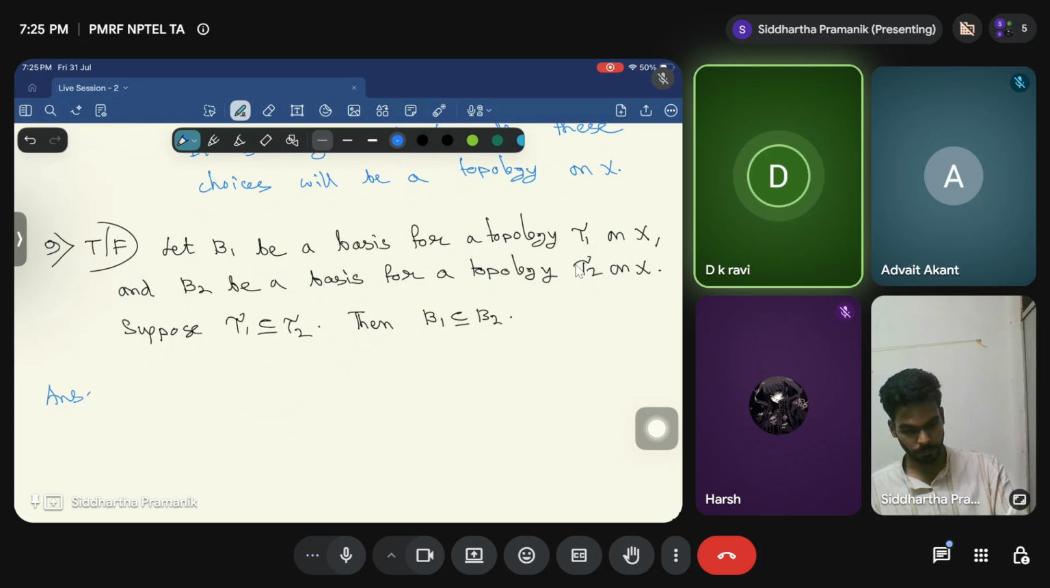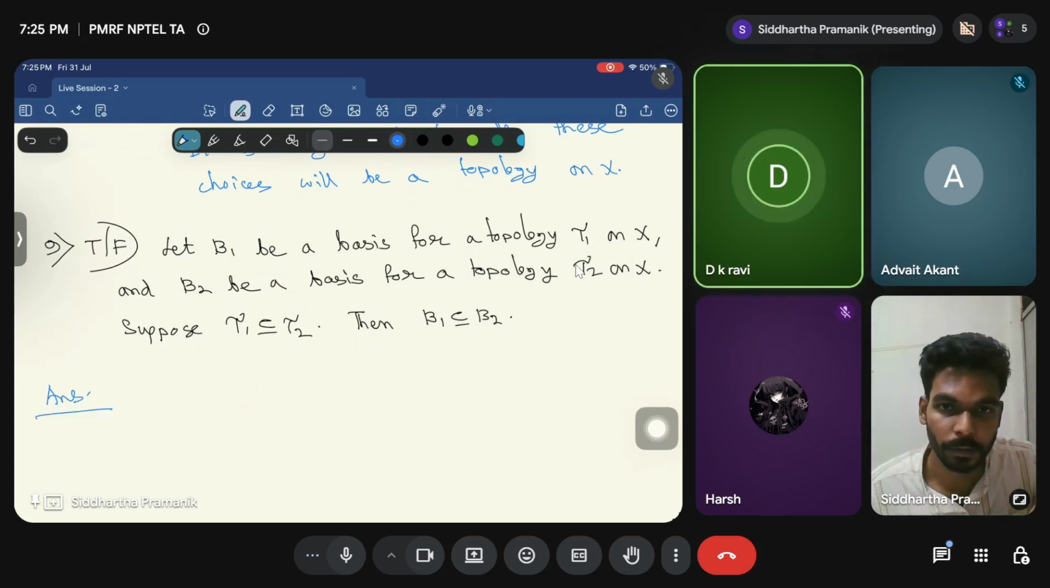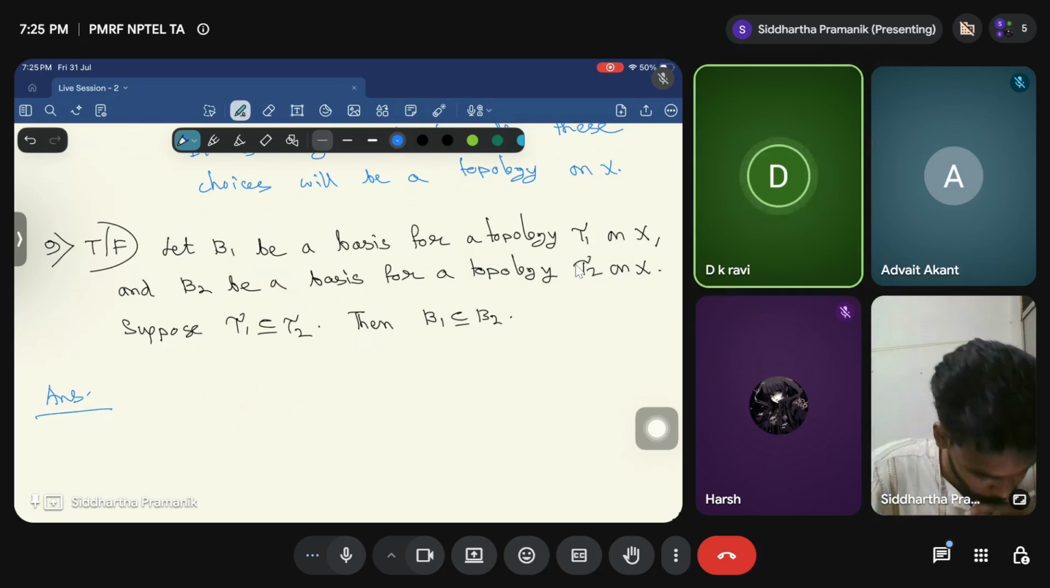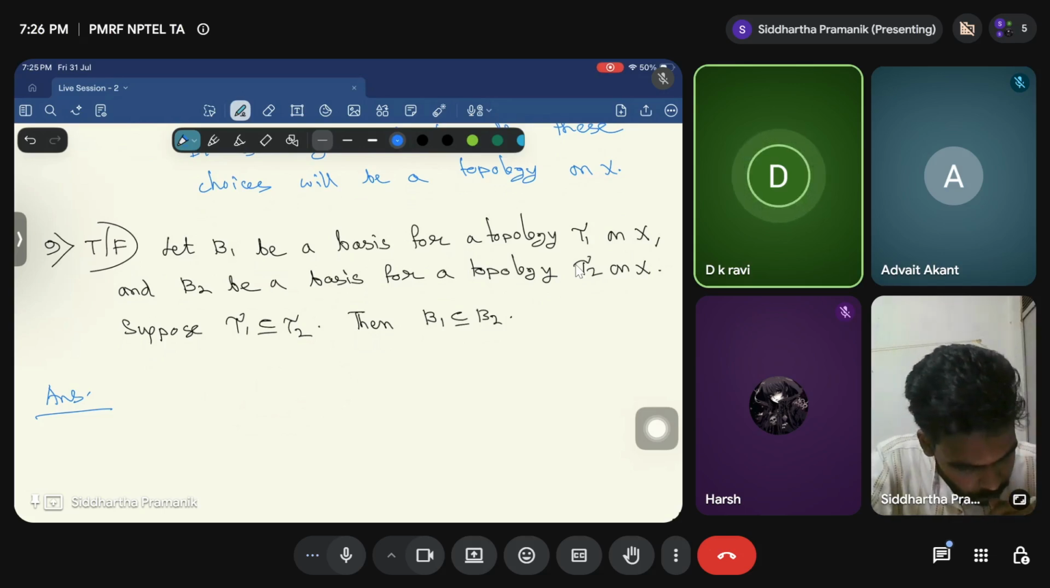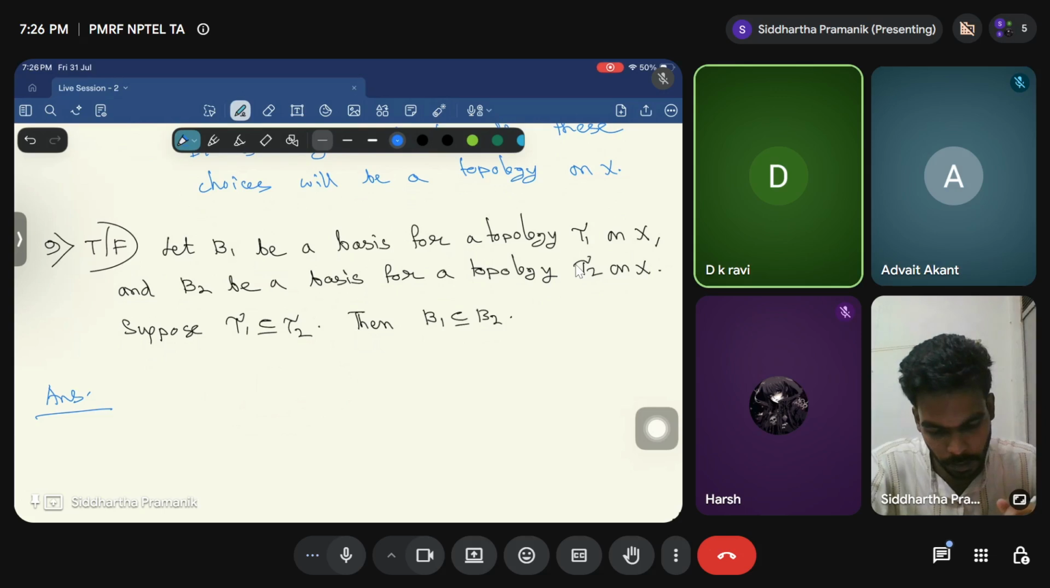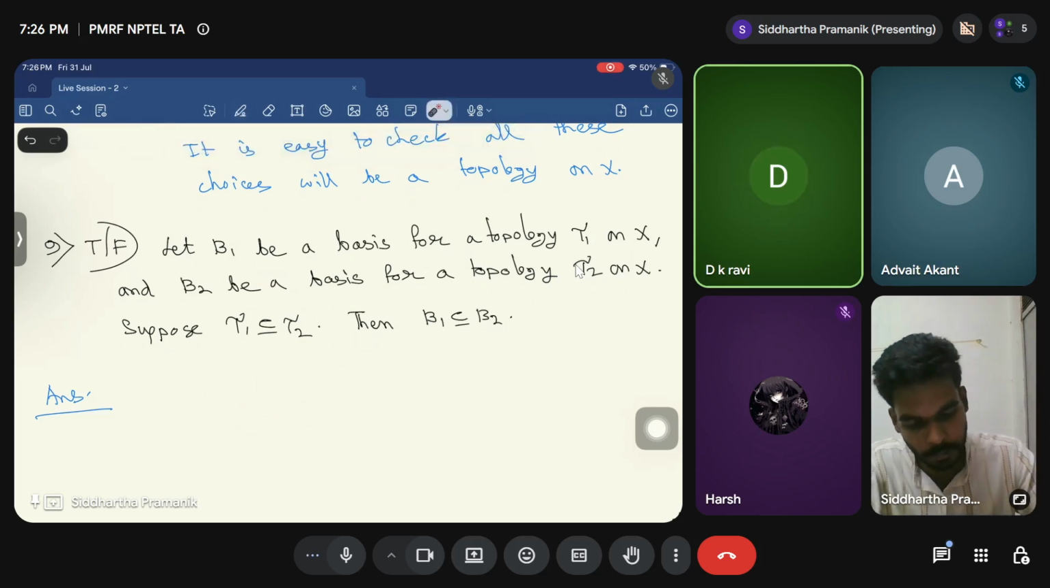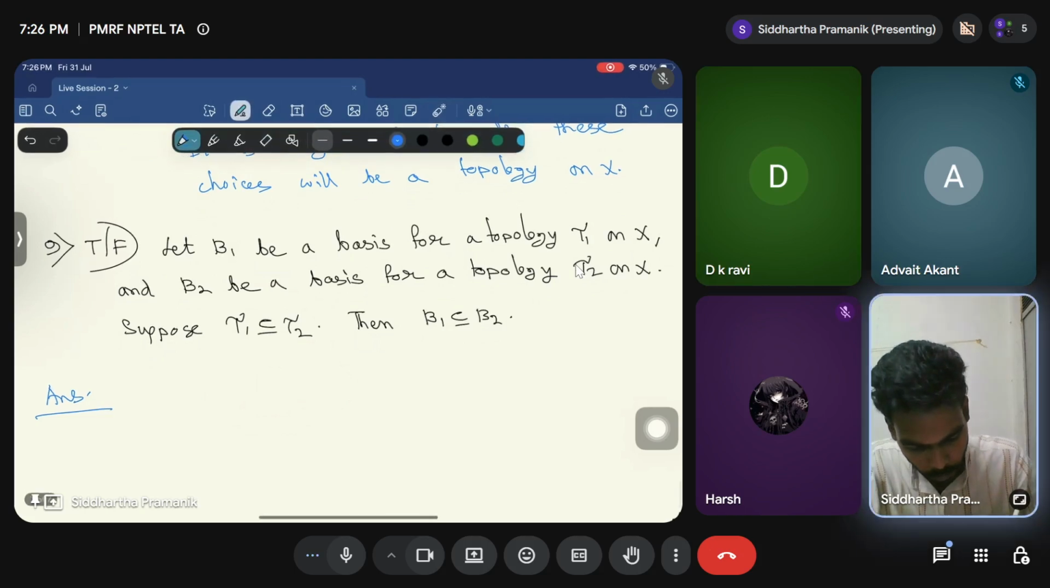I think this is opposites. Somewhere I read that if the basis elements are contained one in the other, then the topologies will be oppositely contained. That is what I read somewhere. No, but I am not asking that. The statement is false from my side. Okay, but why? Can you give some counter example or something?